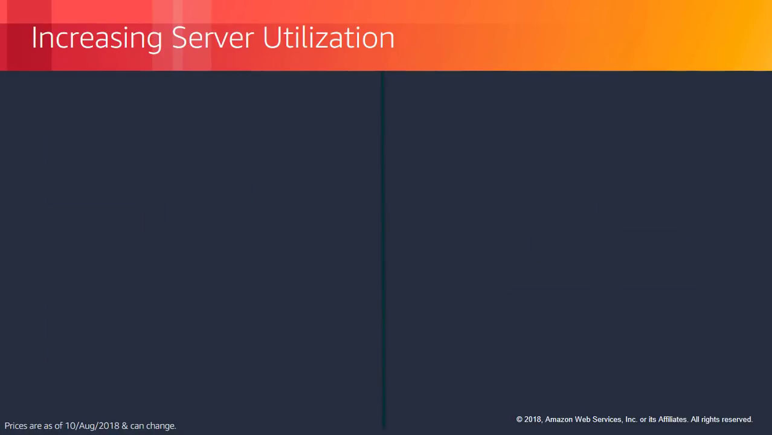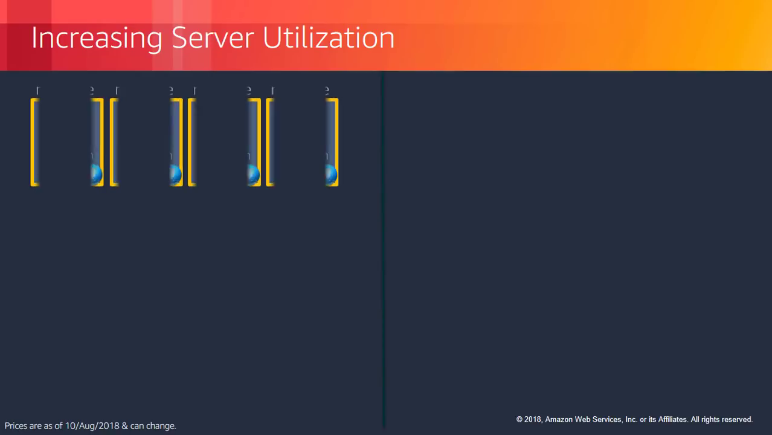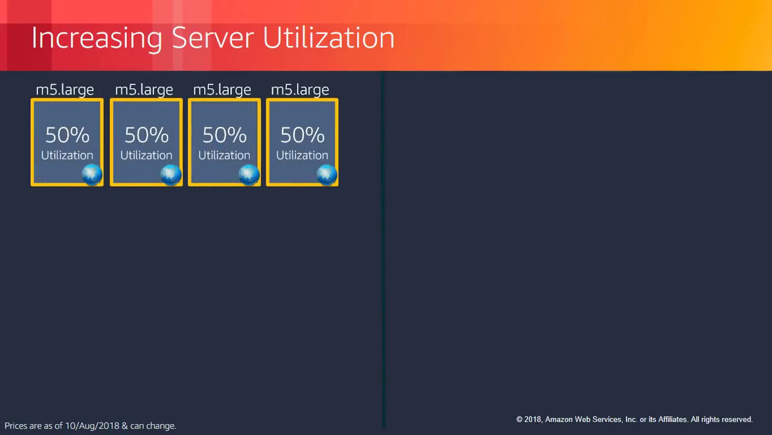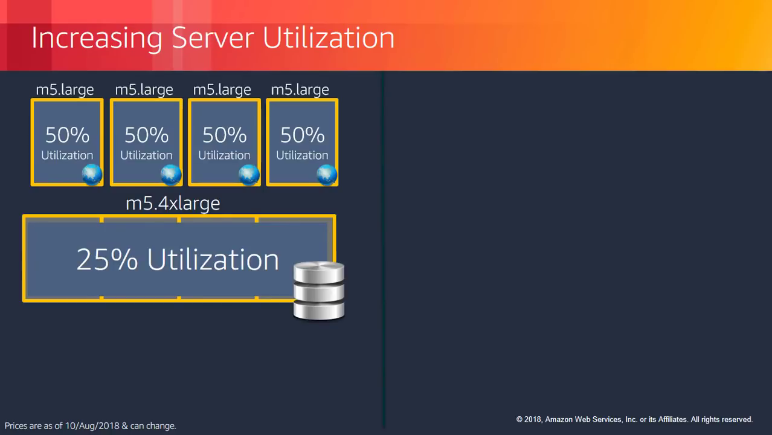What are the other ways that you can increase the server utilization? Imagine that we are running 4 M5 large web applications, each 50% utilized. Also think that we are running a 25% utilized database instance on an M5 4XL instance. And this costs about $1,900 at the time of recording in the Sydney region.